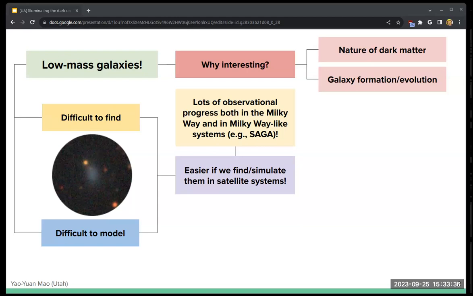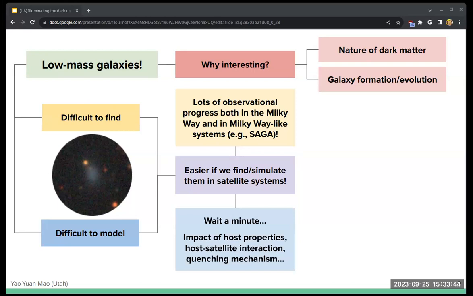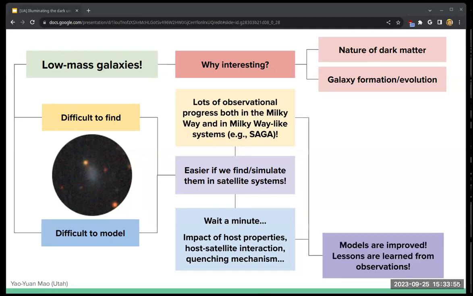It's also a little easier to simulate, because you can do zoom-in simulations and focus on specific systems instead of simulating larger boxes. However, when it comes to modeling, it becomes very complicated because you have to model all the interactions between the satellites and the host, and all sorts of things we're going to talk about. Through the observation of low mass galaxies in satellite systems and the complications in the modeling, models are being improved, and we make progress in understanding galaxy formation and evolution through the interaction between observation and modeling.